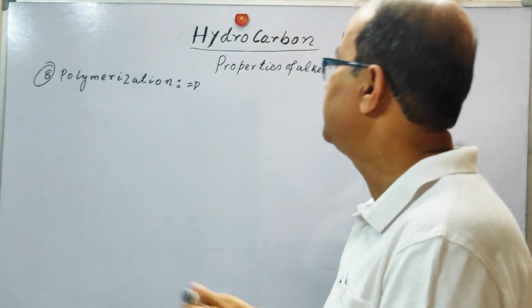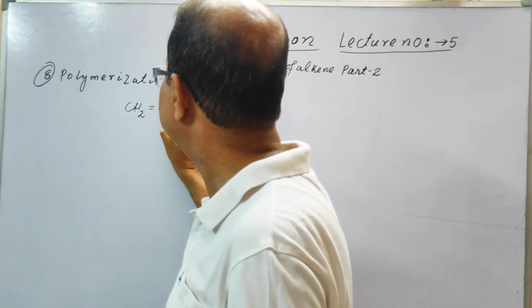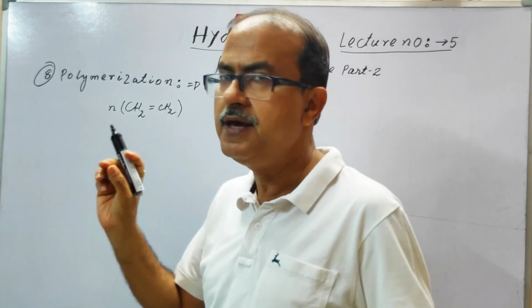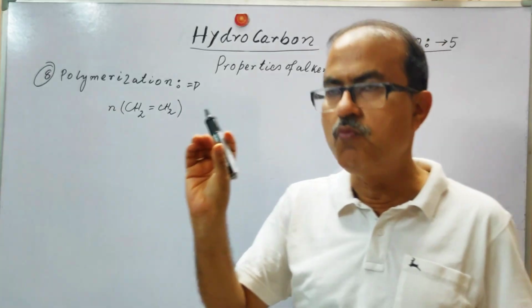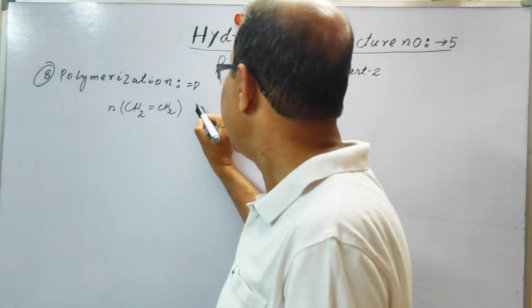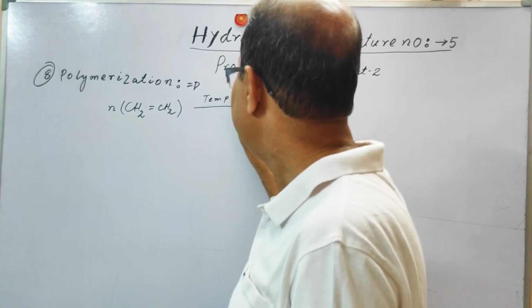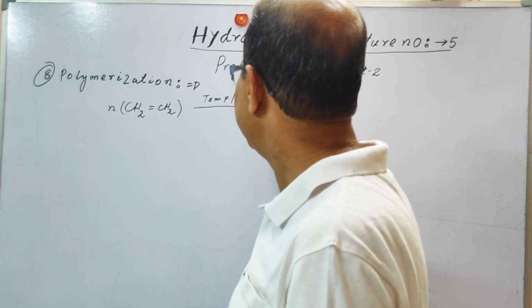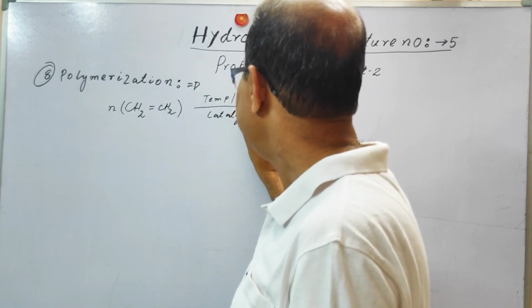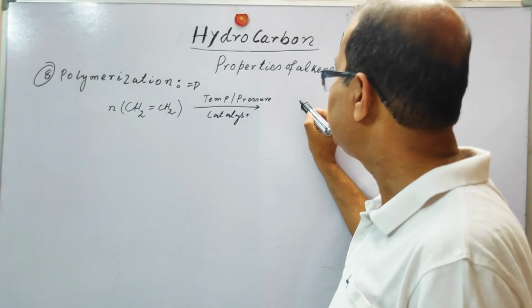So how the polymerization reaction occurs, let us see. We are taking ethene. Suppose there are n number of molecules of ethene, and they are called monomers. The small molecules from which the bigger molecule is produced are called monomers. And under a proper temperature and pressure, and with a proper catalyst, it is going to produce the polymers.